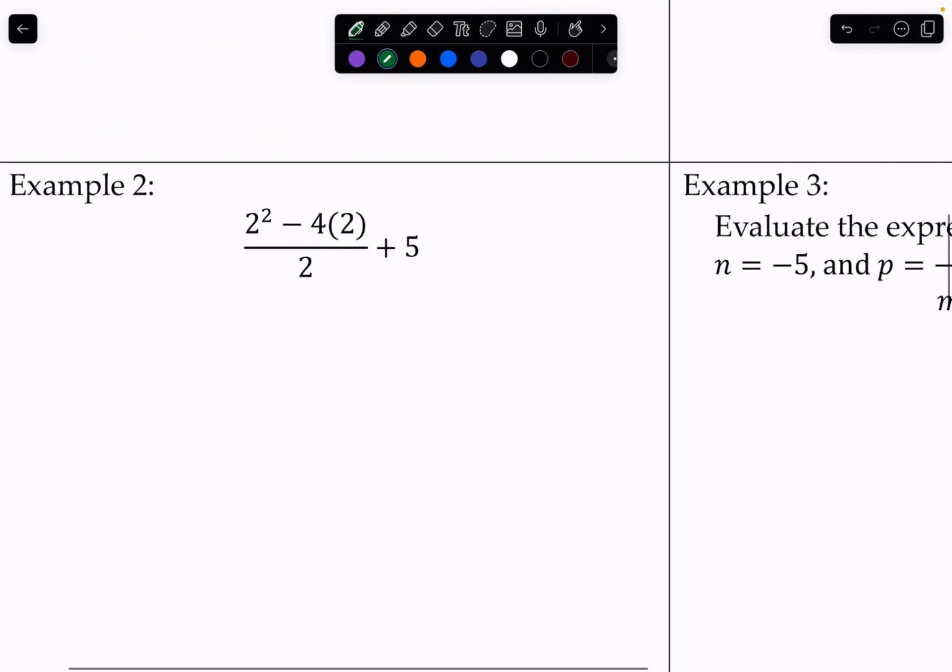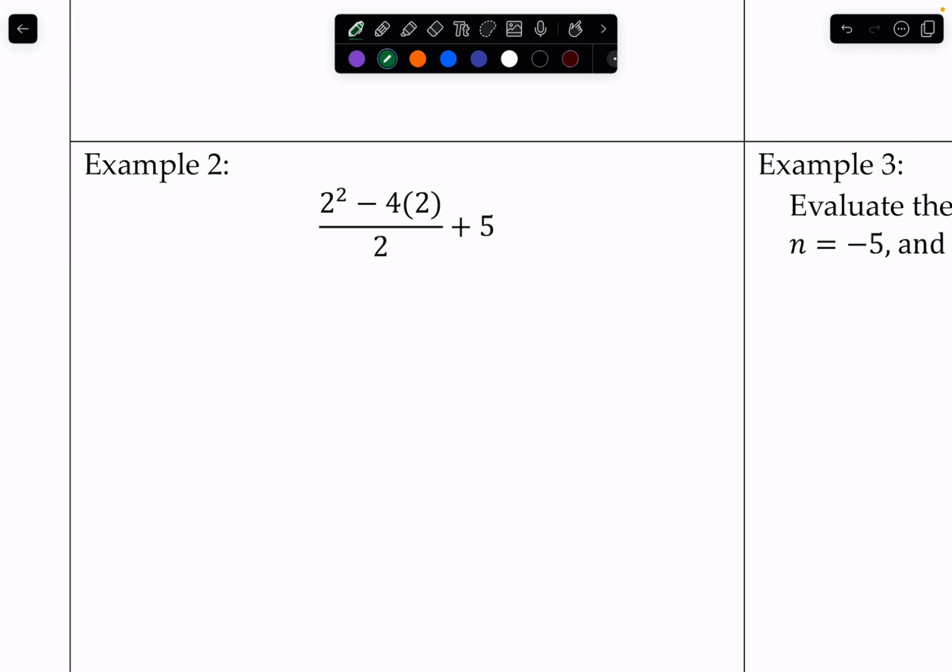So first off, here's one. I've got 2 squared minus 4 times 2 over 2, and then I've got a plus 5 there at the end. So going through that order of operations, let's write that out so we can remember it. Grouping symbols. I have this fraction bar in the middle, so I need to evaluate both sides of that fraction bar first. So it's almost like there's an order of operations problem inside of an order of operations problem, and I'm going to focus on this top part here. So let's just go one step at a time.